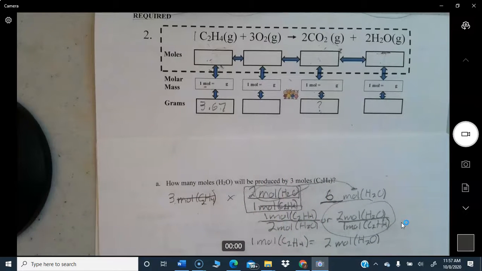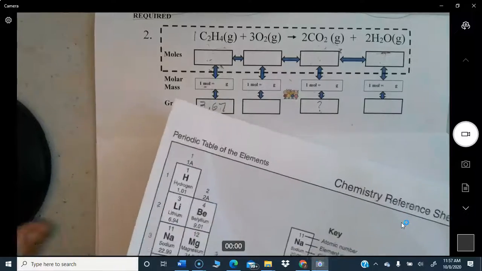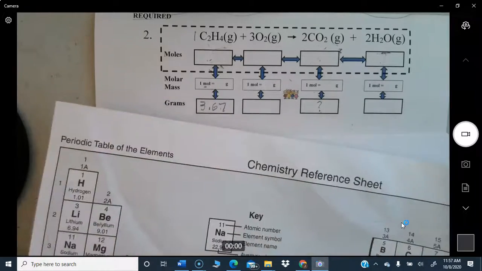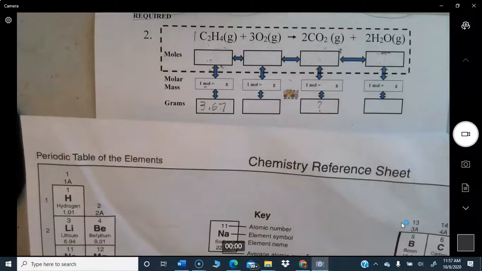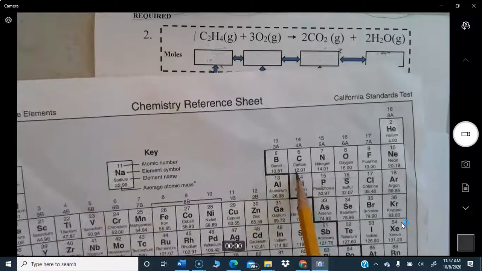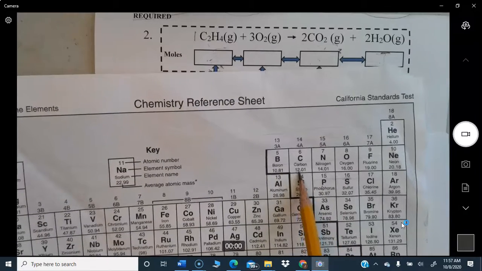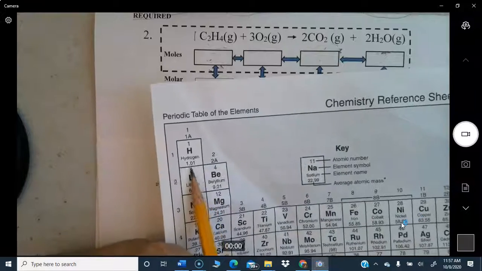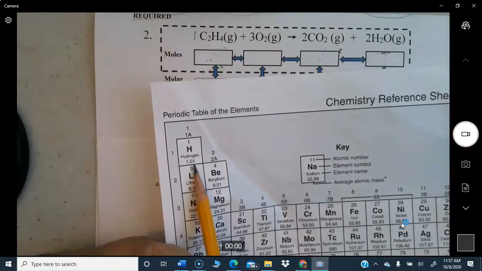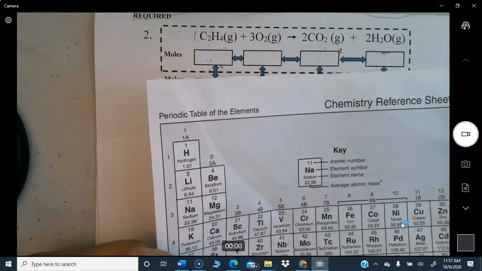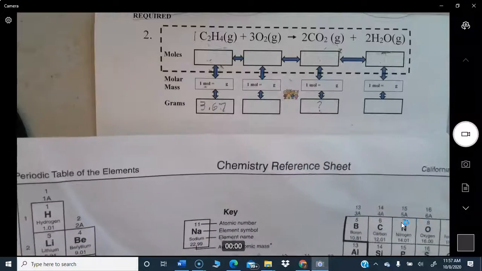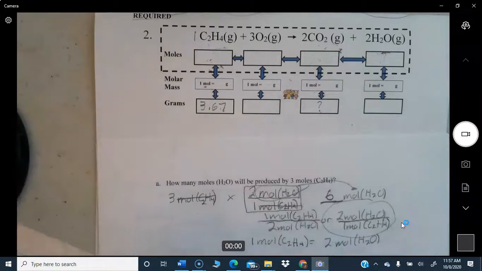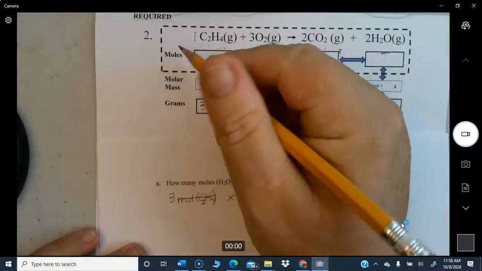Now in this problem, I did not include the molar masses, so I'm going to ask you to compute those. That's pretty easy. Some of these you might have memorized fairly soon. So C2H4. C2 is 12.01 times 2. That's 24.02. And then 1.01 times 2 times 4. That's 4.04. So 24.02 plus 4.04 is 28.06.